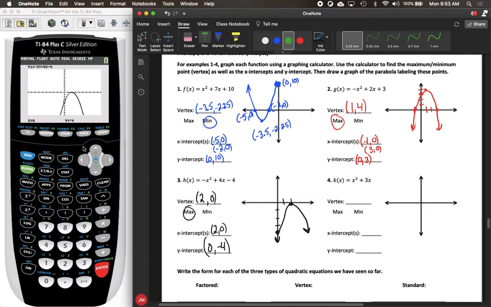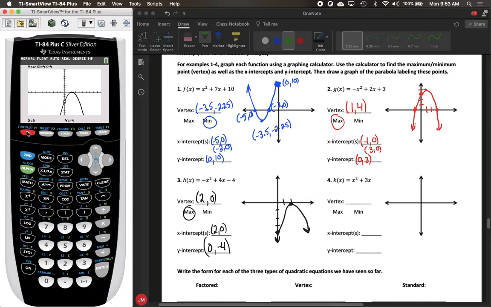All right, one last example to look at. We've got k of x equal to x squared plus 3x. So let's go back into y equals. We're going to go ahead and get rid of that most recent equation and type in our last equation, x squared plus 3x. And once we are done with that, we should be ready to go ahead and hit graph. So here is what that graph looks like.